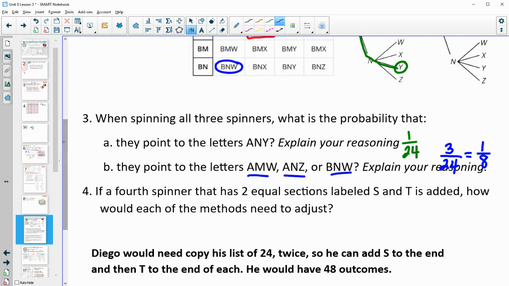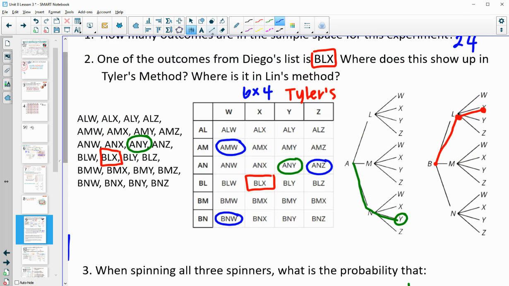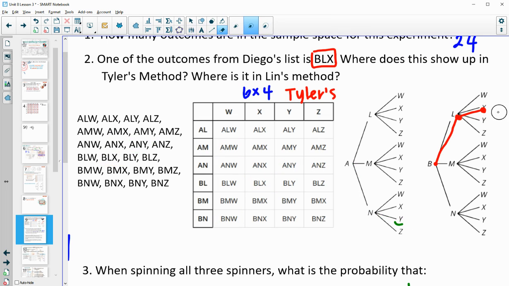Then what would happen if a 4th spinner that has 2 equal sections labeled S and T is added? How would each of these methods need to adjust? So if we added in another spinner, okay, how would each of these change?